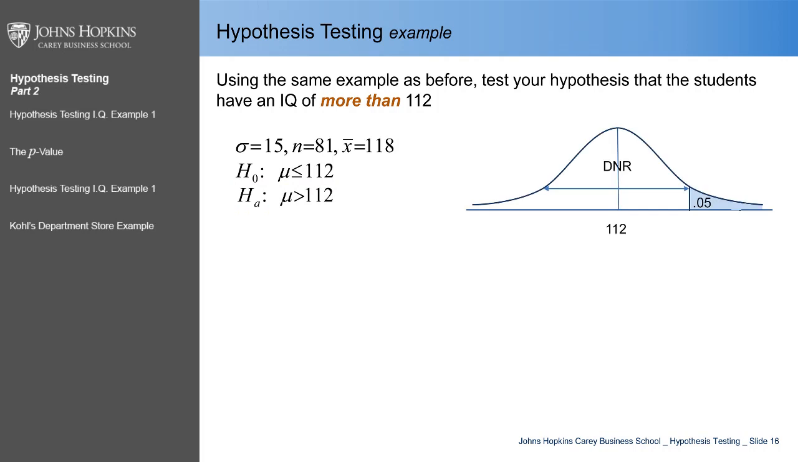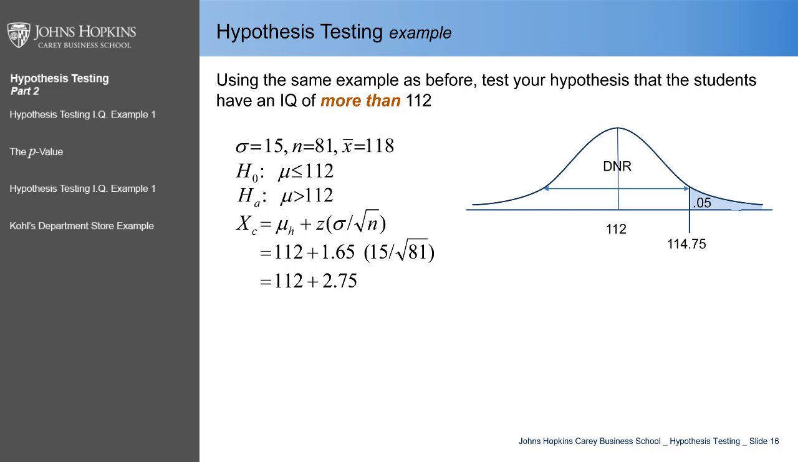Our graph now looks different, remember, because now our significance level of 0.05 all falls in the right tail. And our do not reject area is everything to the left of that. So if we first calculate our critical value that defines that area, now we just have our hypothesized mu plus z times our standard error. And that calculates to be 114.75. Again, our 118 falls up in that right tail in the rejection region.